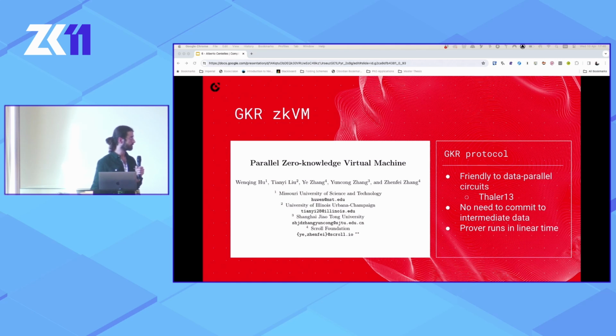I guess that some of you are familiar with the GKR protocol, which is basically a bunch of sum-checks combined, where they layer the circuit into different layers, and in each of the layers you apply a bunch of sum-checks. Tyler Thaler, in one of the papers he wrote, proves that this GKR protocol is friendly to data parallel circuits. In particular, this is also going to be important: they don't need to commit to intermediate data because they use the sum-check protocol, and also because of the sum-check protocol, the prover runs in linear time. And by the way, this paper is written by these guys here. I think it was pioneered by the Scroll Foundation.